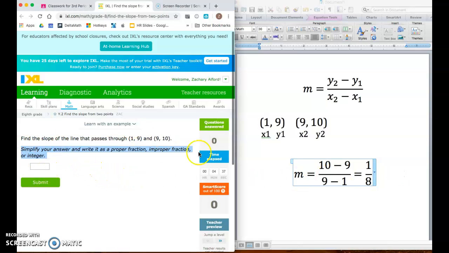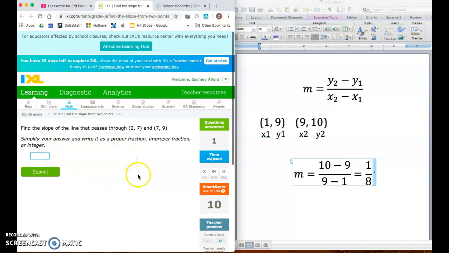You notice here that it's asking you if your fraction needs to be simplified. It's saying right here, if your fraction needs to be simplified, then it wants you to put your answer in as the simplest fraction. Okay, but this fraction is already simplified, so I just put 1 over 8, submit, and we got it. Cool.